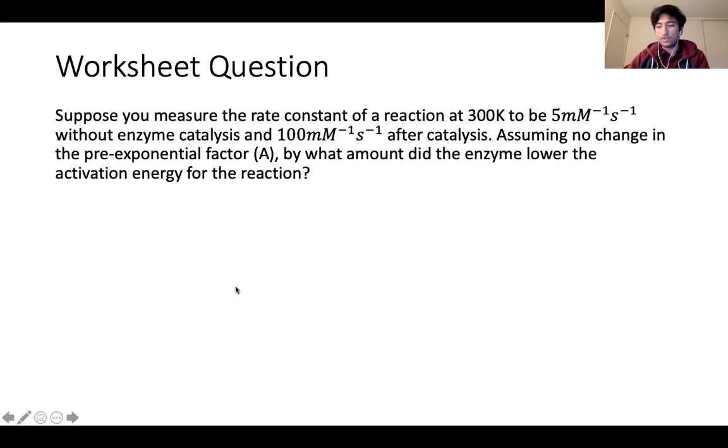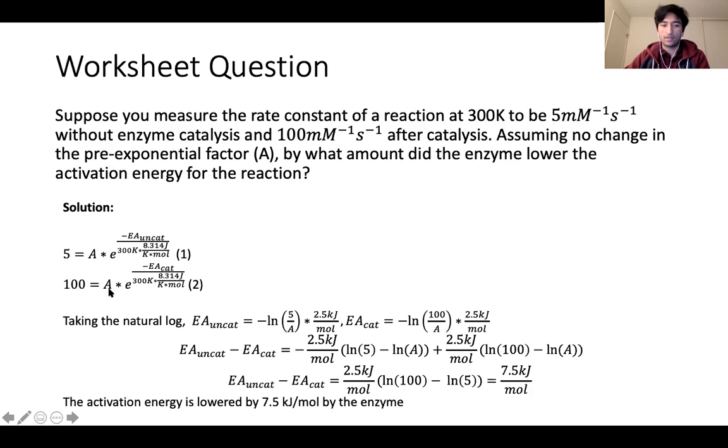And I guess I'll just really quickly go over the solution for this. But essentially, the thing to do is to make two equations corresponding to the information that you do have. So the Arrhenius equation is essentially k is equal to A times e to the negative activation energy divided by RT. And so you plug in all the information that you know, and that gives you two equations. However, we still don't know what the pre-exponential factor is, or what the uncatalyzed activation energy or the catalyzed activation energy is.